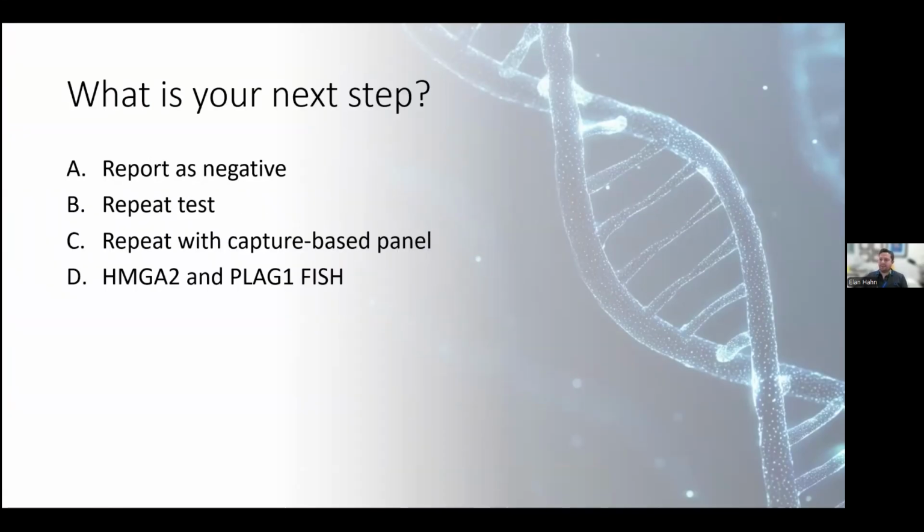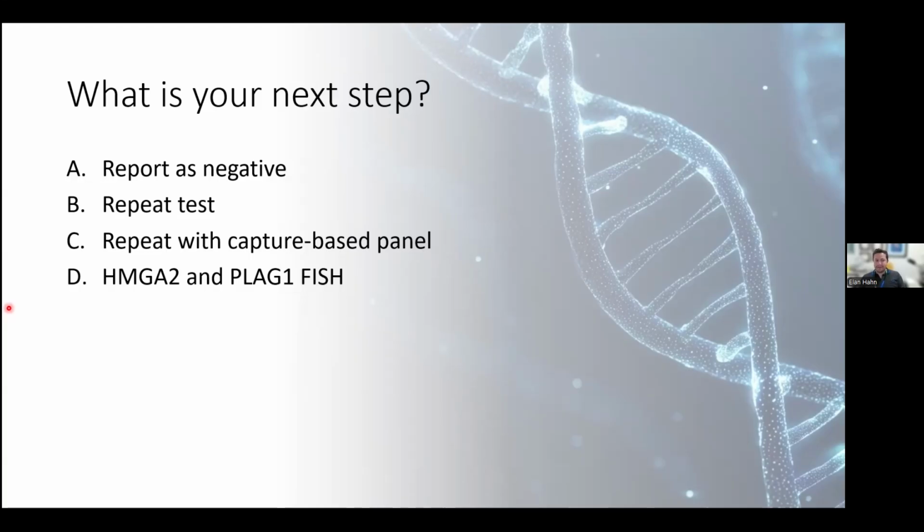What's your next step? Do you report it as negative? Do you repeat the test, repeat with a capture-based panel, or do you want to try FISH to look for break-aparts of these genes? Okay, so I see a lot of Ds and Cs. And again, as I said, there are multiple right answers for a lot of these questions. So D is definitely a right answer. We don't have this FISH available, so I elected C, which is another right answer.